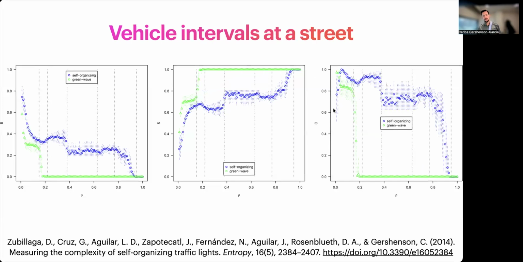And finally, if we look at the vehicle intervals at the streets, now not so much at an intersection, we see that we have high complexity for most densities, until gridlock is reached. This gridlock is because of initial conditions.